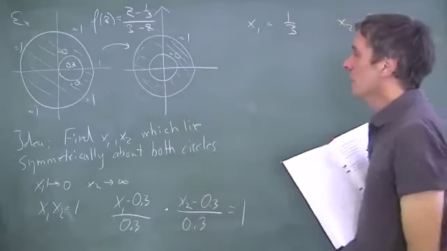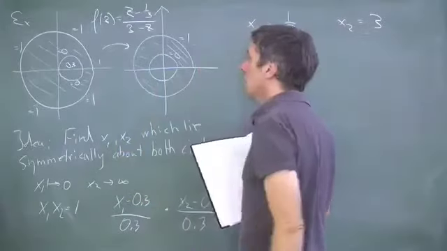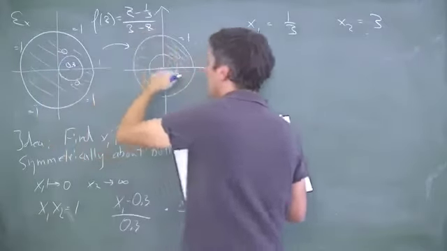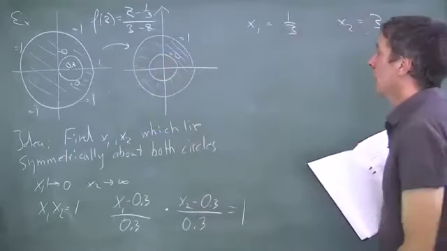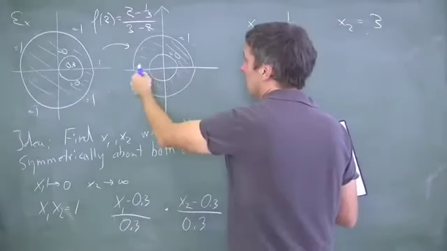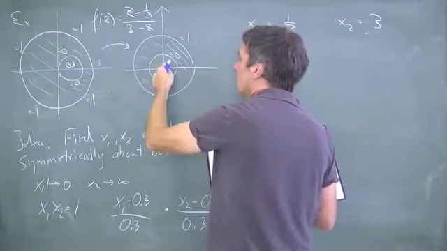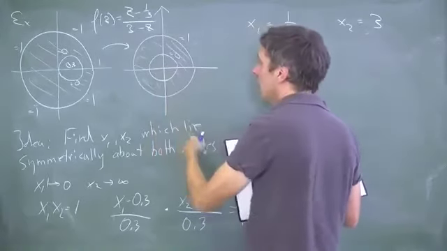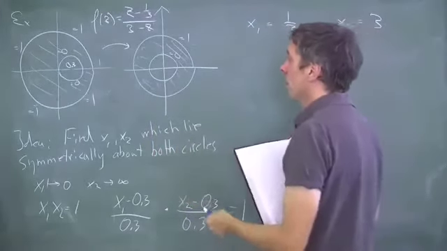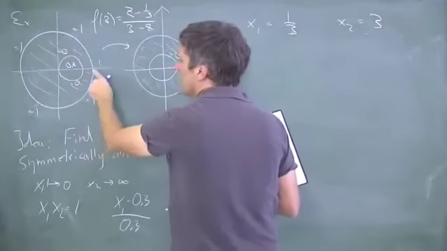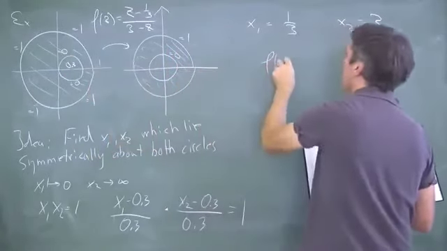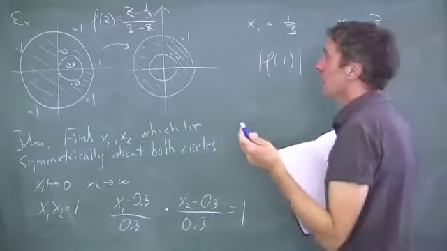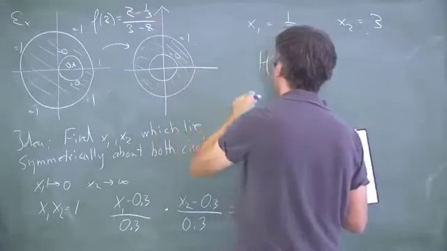But we still don't know the radii of the image circles. We know the radii here, which is 1 and 0.3, but we have to compute the radii over here. Since both circles have center at the origin, it's enough to take any point on each one of the circles and measure the distance to the origin. So for the outer circle, we can just take the point 1, map it by f, and take the absolute value of that, and that will be the radius of the outer circle.